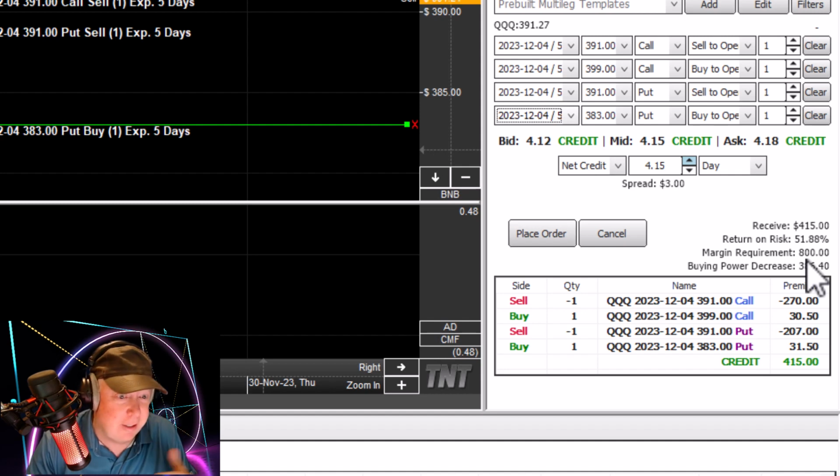So you're like, well, that's not a very good risk to reward ratio, right? Not a very good risk versus reward ratio. I'm risking $800 to make $400. Well, the reason we're willing to do that is because of the probabilities.